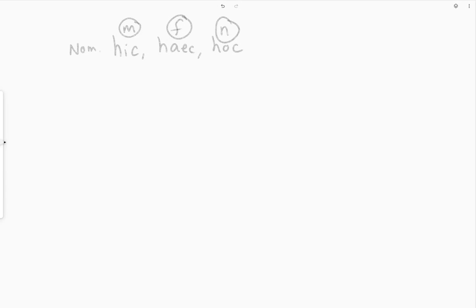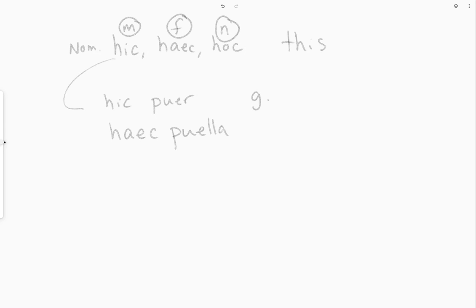Now, this word actually translates to "this." So I can say something like hic puer, this boy, and haec puella, this girl. You'll see that it just matches, just like what we did with bella, it matches in gender. Since puer is masculine, I have to use the masculine adjective. Haec is feminine, so it has to go with the feminine noun.